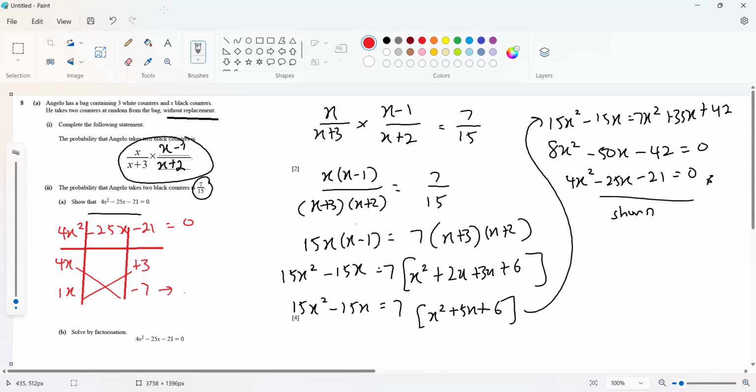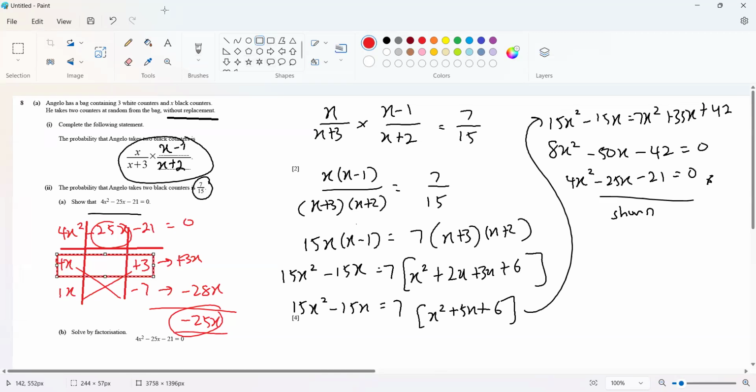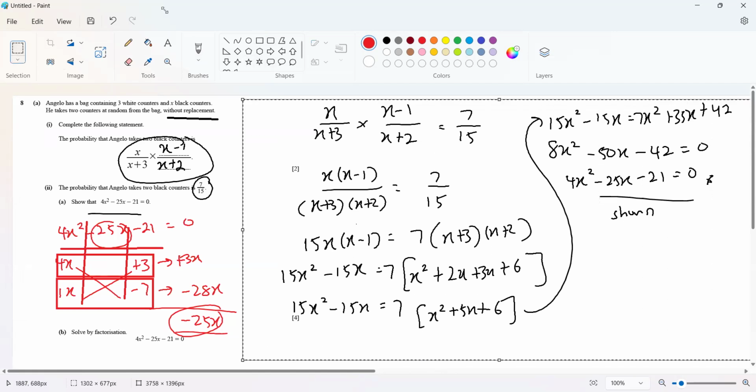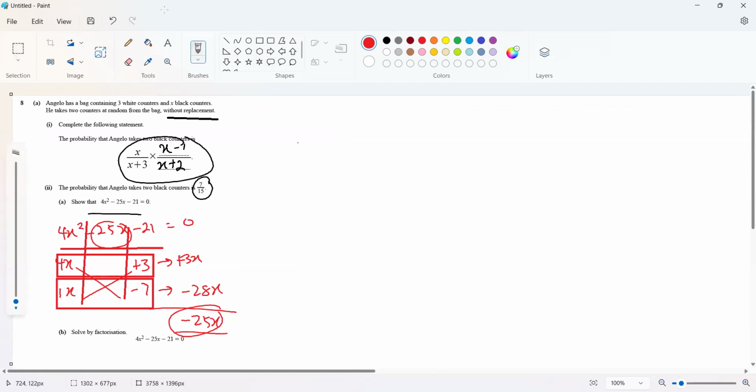So multiply along the cross, we get -28x. This will also be +3x. So 3x minus 28x will be -25x. And this value is the same as this value. So in other words, the answer would be here, followed by here. This is the cross method, yeah? So from there, it is (4x plus 3)(x minus 7) equals 0. So it's solving for both brackets.